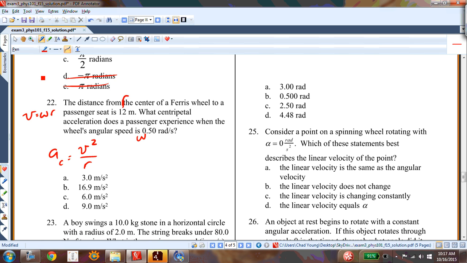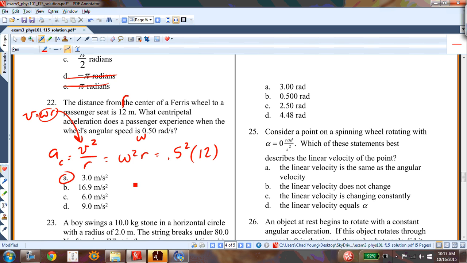So a couple of things that you could do here. I could just substitute this in for V, which is what I'm going to do here, and that's omega squared R. And then I have 0.5 squared times 12. Well, a half squared is a quarter times 12. A quarter of 12 is 3. So A is the right answer for 22.